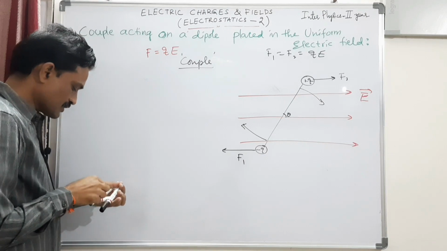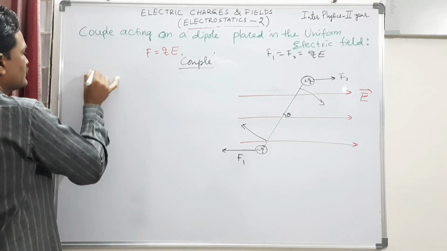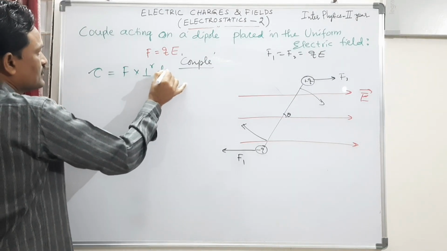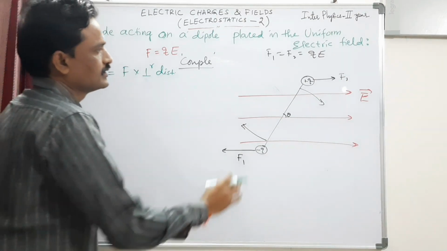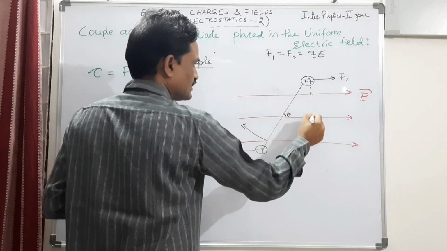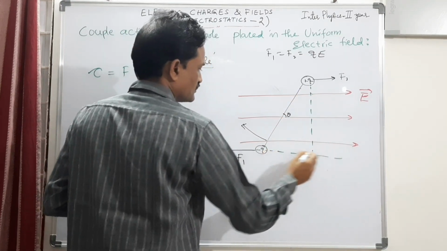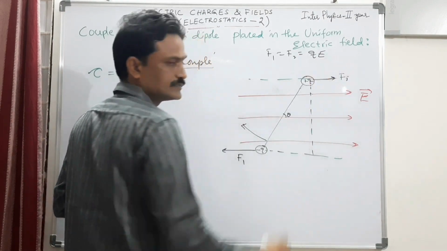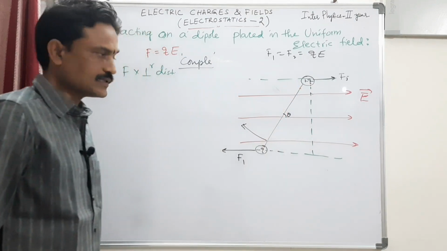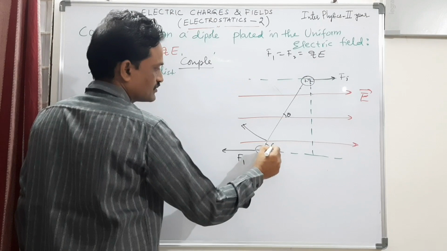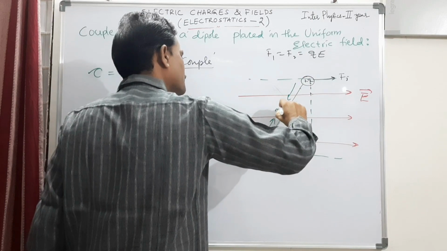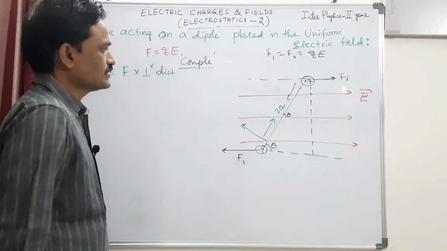Now what is the expression for couple or torque? Couple or torque is given by the force into the perpendicular distance. Here the perpendicular distance is the distance between these two parallel forces. Now what I do, I extend a line like this and here. So these are the two parallel lines, and the shortest distance between these two forces is taken as the perpendicular distance. Now if this is theta, even here also theta. And what is this? This is the length of the electric dipole. For an electric dipole, the length is always taken as 2a, as I already told you.